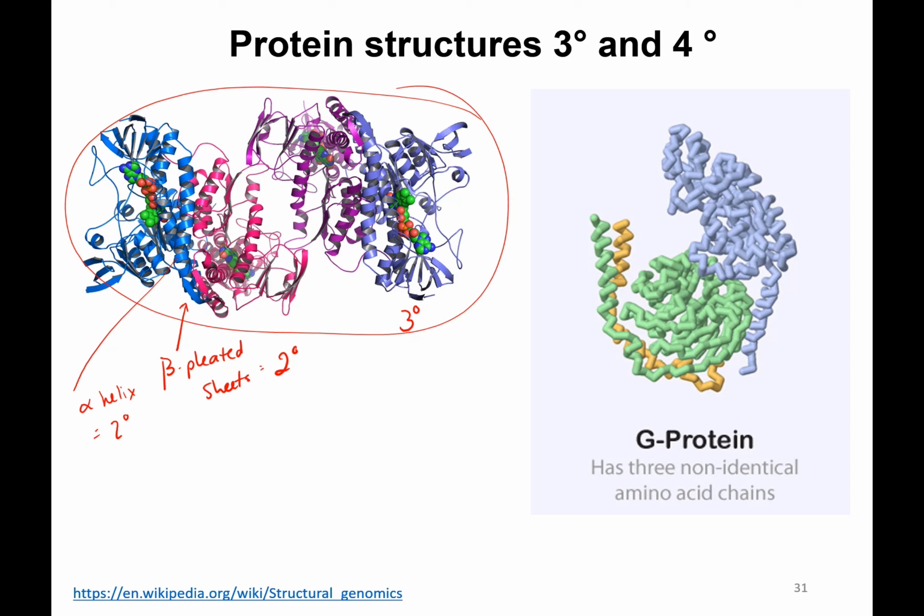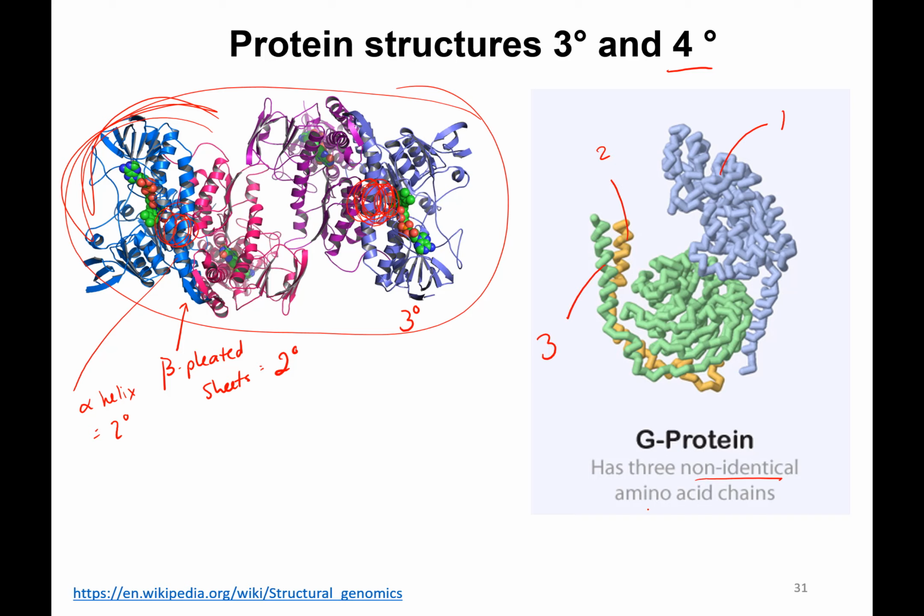Now, when you combine two or more, I should say, polypeptides, you get quaternary structure. So this is 1, the yellow is 2, the green is 3. 3 non-identical amino acid chains will make up a G protein. So individually they're not functional, but when they come together they form a functional unit, and that's quaternary structure.